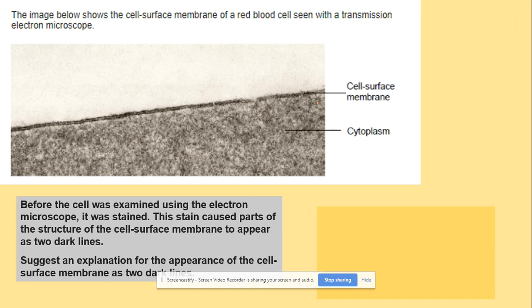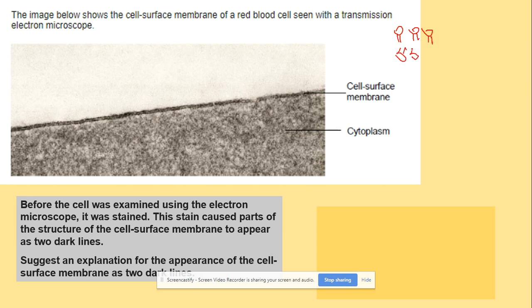So here's another past paper question. There was an experiment where they applied a stain, and you need to suggest an explanation for the appearance of the cell surface membrane as 2 dark lines. So 2 dark lines, so we're looking again back at the structure. So phospholipids making a bilayer, which looks like this.